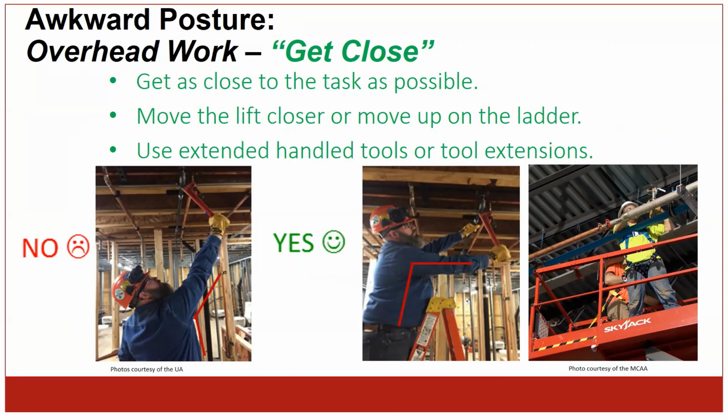The shoulder angle is greater than 90 degrees. The photos next to yes show a worker using a taller ladder and a worker using a scissor lift to get closer to the work. Tools with longer handles or extensions can also reduce overhead reaching.